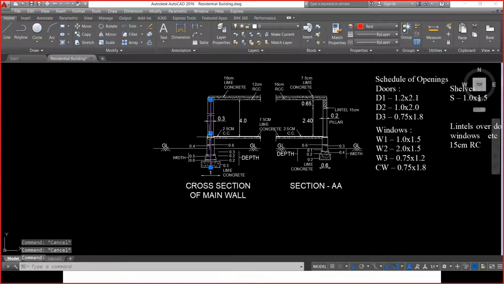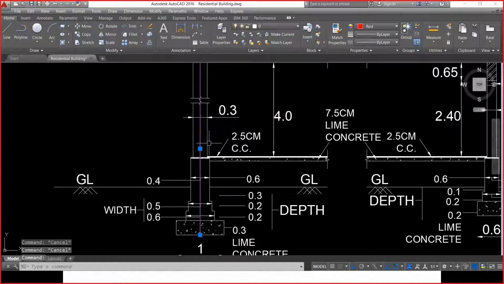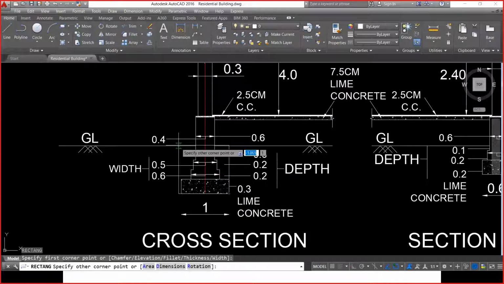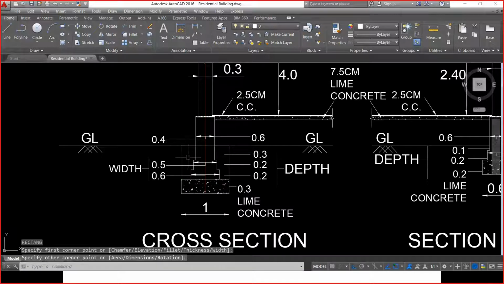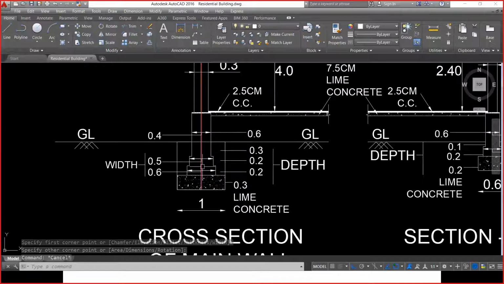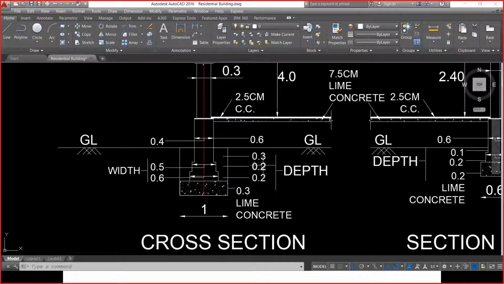This center line remains the same for the 30 centimeter thickness wall and plinth, first footing, second footing, and also lime concrete. Now, in order to do the excavation, what we have to do? So this is the natural ground level, and from here we have to do the excavation till this depth. The depth is given on the right hand side here, and width is given on the left hand side here.